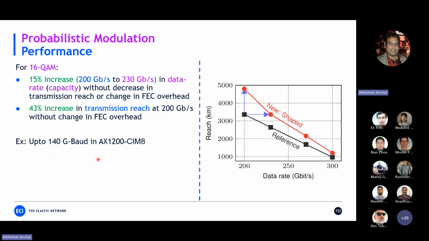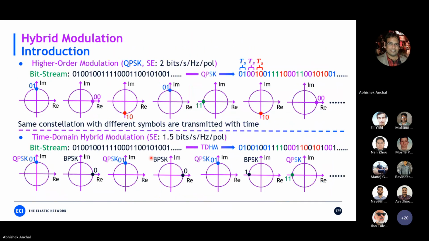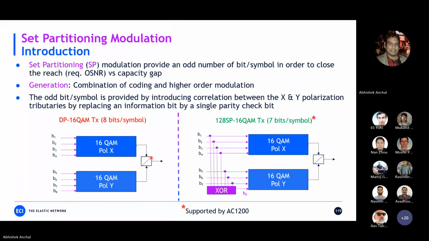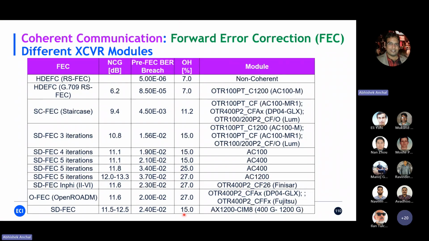And these modules can support up to 140 gigabaud, a very high baud rate, because they use probabilistic shaping. If you see the FEC overhead in the slides, it is not very high compared to other modules. So here you can see it has only 15% FEC overhead rather than going too high. Usually Acacia 1200 has 27%, but in this module it is very low because it uses probabilistic modulation.